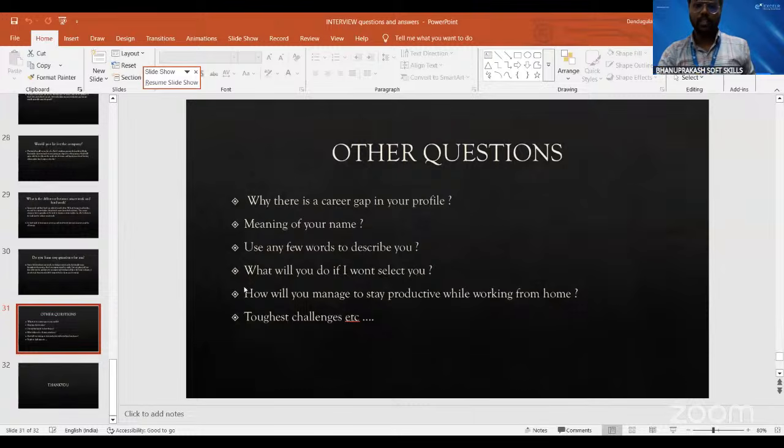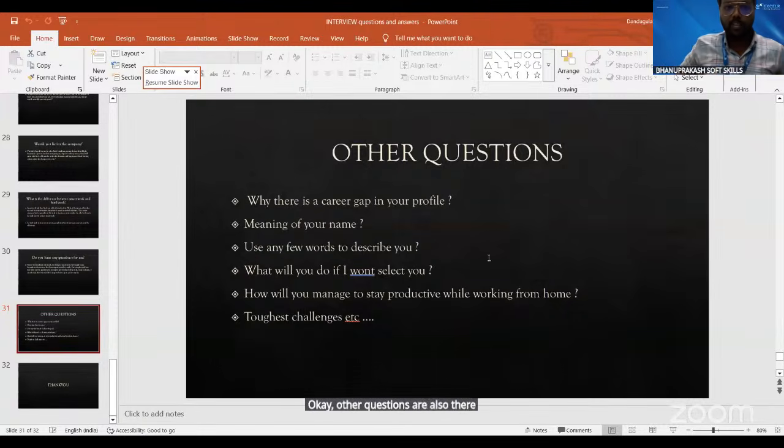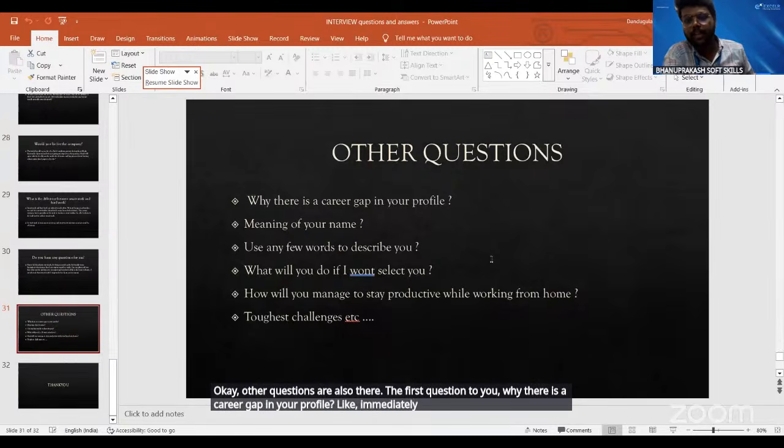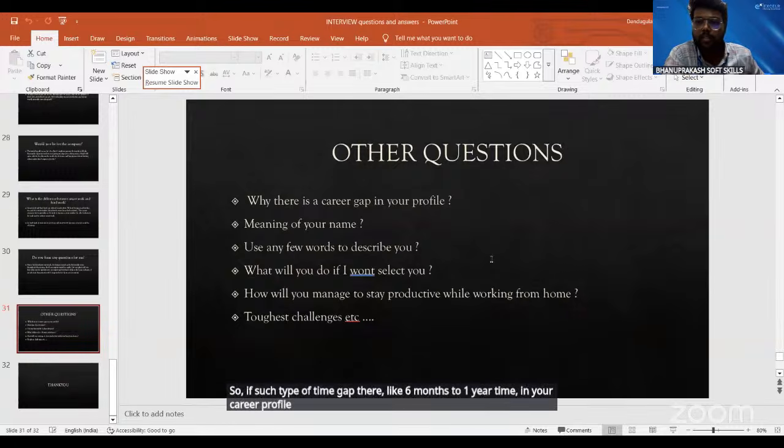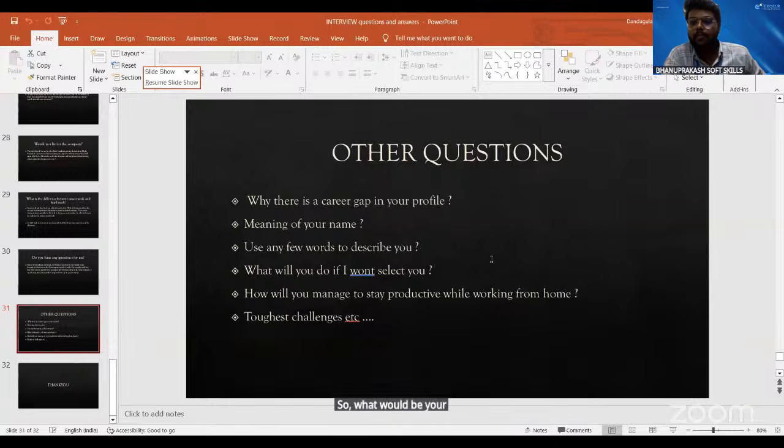Other questions are also there. The first question to you: why is there a career gap in your profile? Like, immediately after your BTech, if you are placed in any company, probably you will take at least 6 months to 1 year. So if such a time gap is there, 6 months to 1 year in your career profile, what would be your answer?